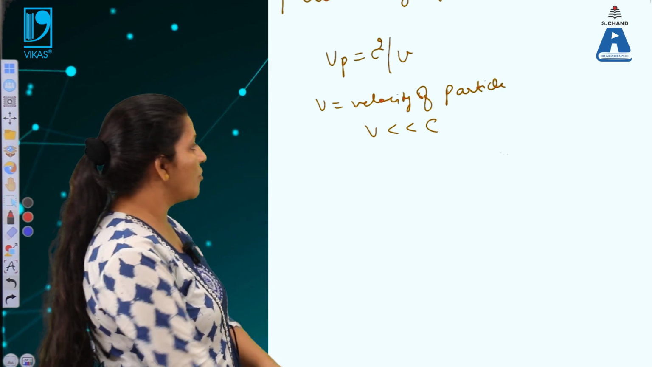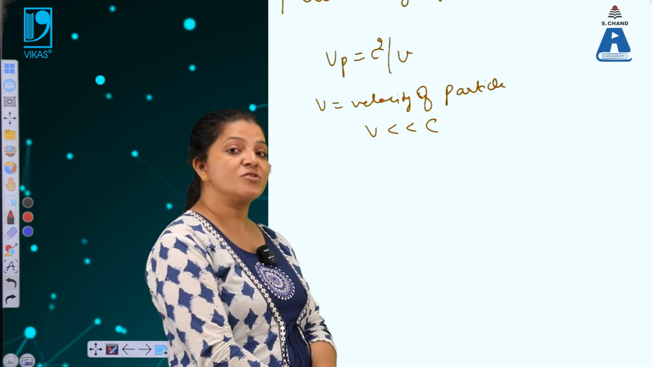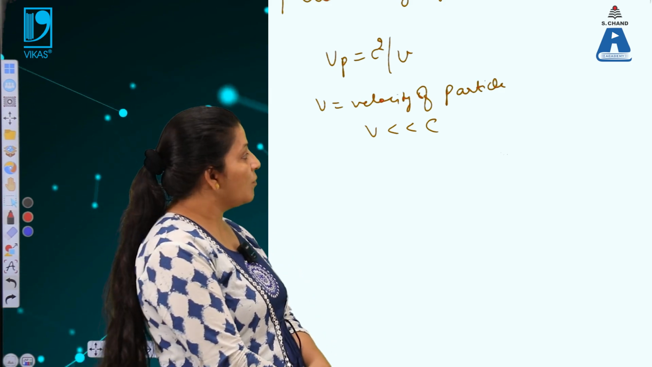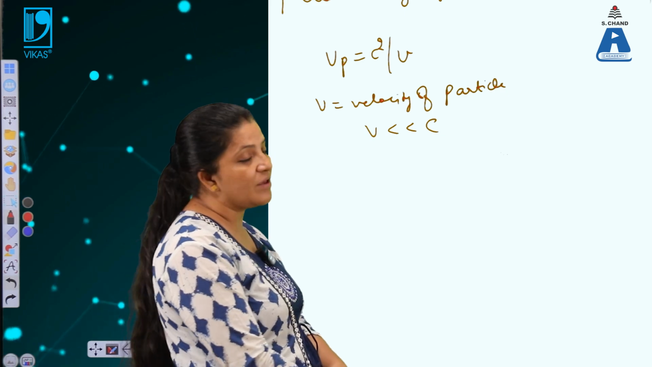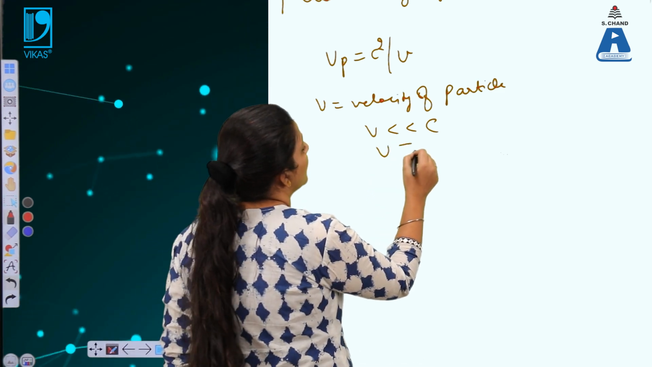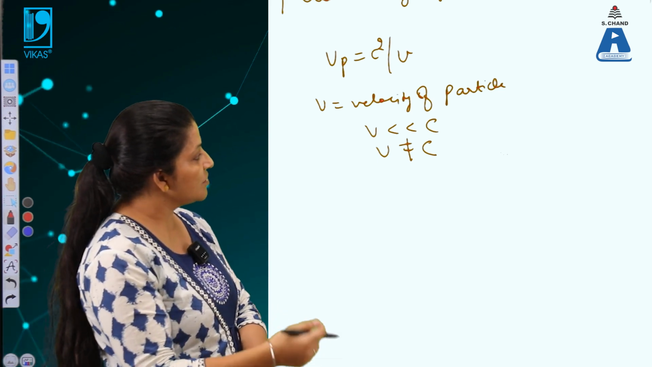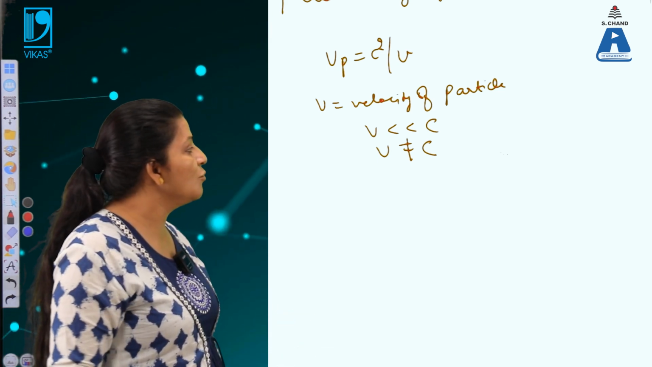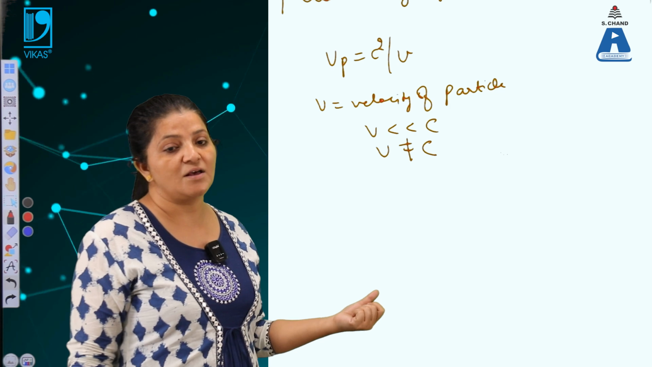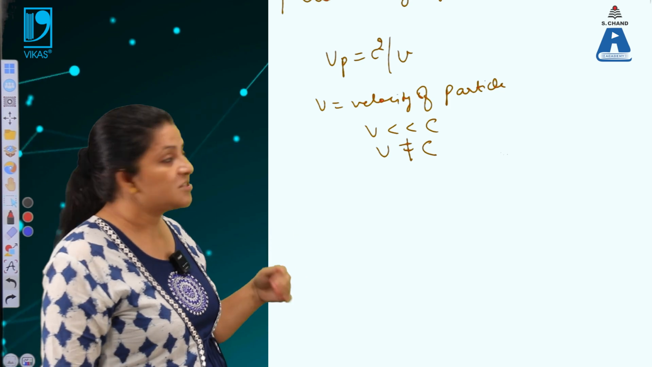That means all the bodies and all the particles are moving with a velocity which is lesser than the velocity of light. No body or particle can move even with the velocity of light. That means this v can never be equal to c. It is always less than c, because there is no body or particle which can move with the velocity of light. Their velocity is always less than the velocity of light. So all the particles move with a smaller velocity.